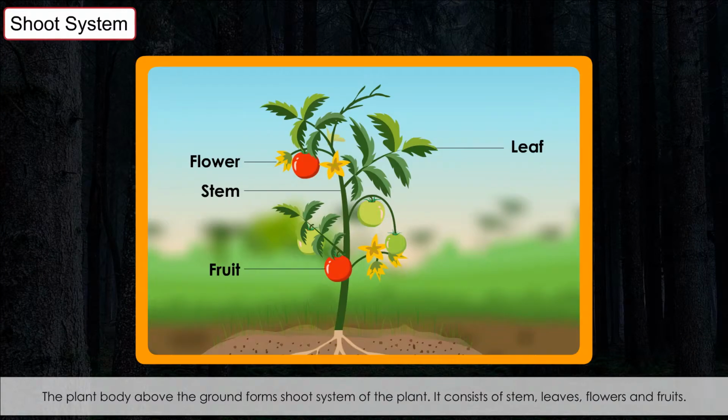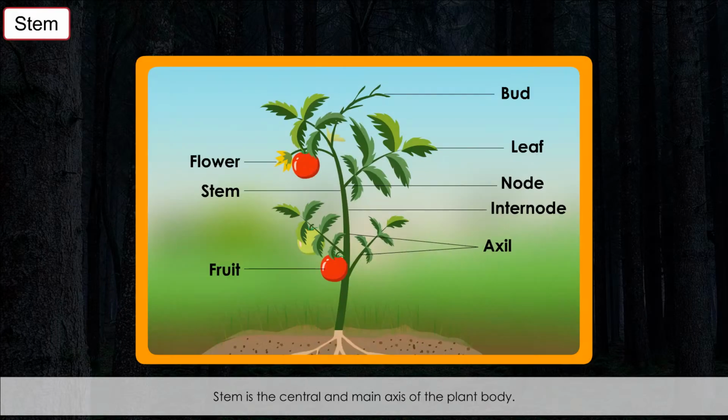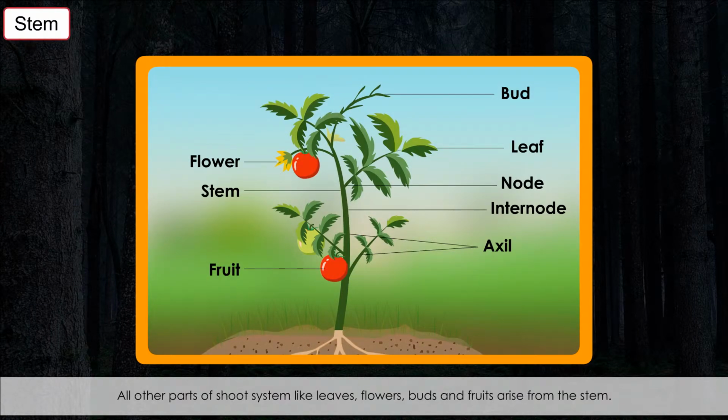Shoot system. The plant body above the ground forms the shoot system of the plant. It consists of stem, leaves, flowers and fruits. Stem. Stem is the central and main axis of the plant body. All other parts of the shoot system, like leaves, flowers, buds and fruits, arise from the stem.